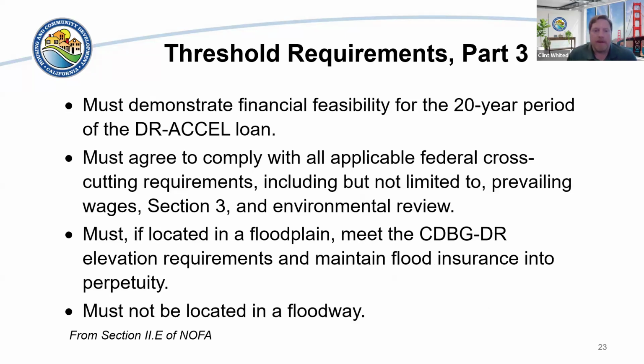The project application must demonstrate financial feasibility for the 20-year period of the DR Excel loan. It must agree to comply with all applicable federal cross-cutting requirements, including but not limited to prevailing wages, Section 3, and environmental review. The project must, if it is located in a floodplain, meet CDBG-DR elevation requirements and maintain flood insurance in perpetuity. And the project must not be located in a floodway.